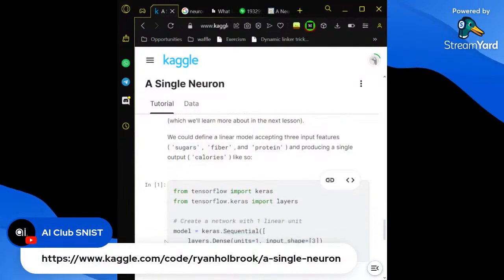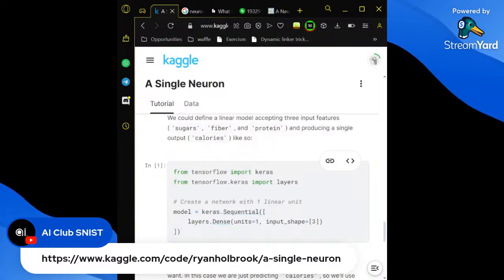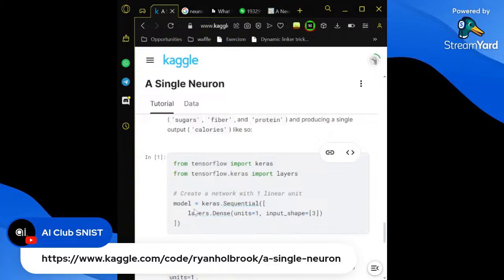So we can implement these neurons with PyTorch and with TensorFlow. In Kaggle, they provide resources to learn machine learning and deep learning. In that particular notebook, they have given it with TensorFlow. Keras is an API for working with neural networks. This is the model we are building. Keras is our package, and Sequential. I'll show you.